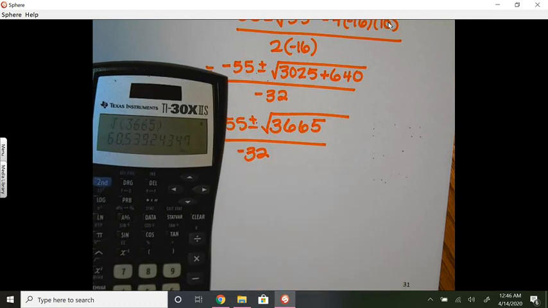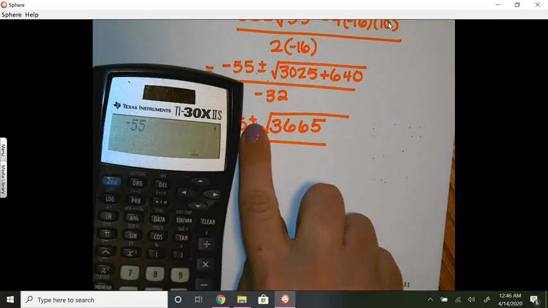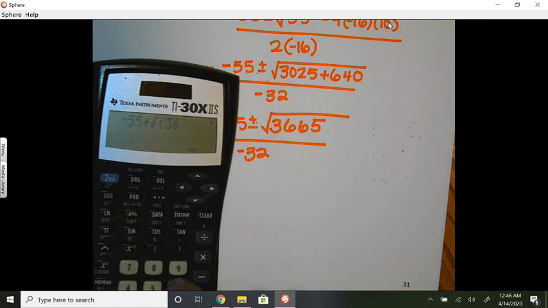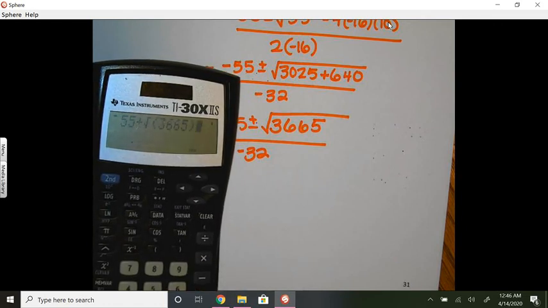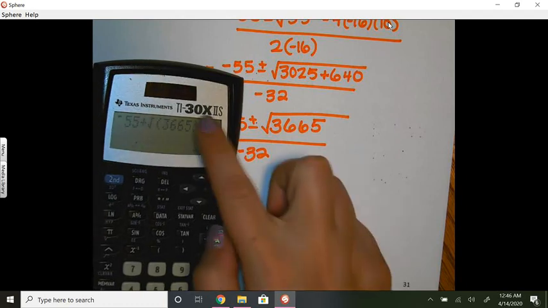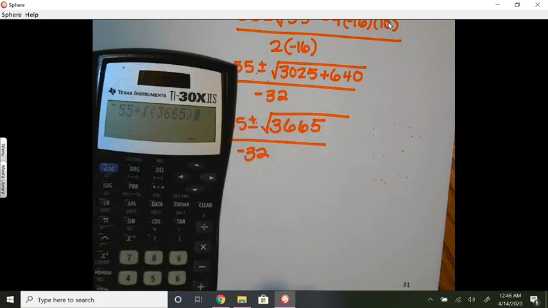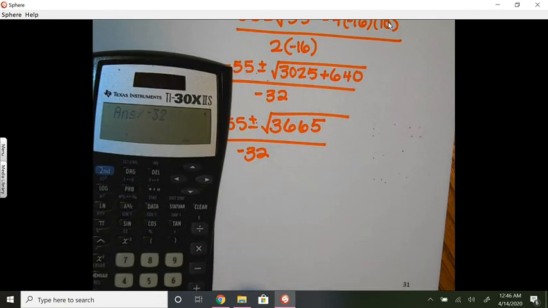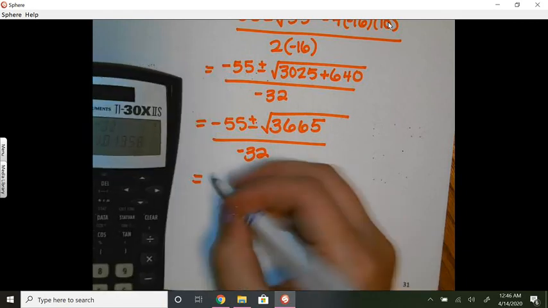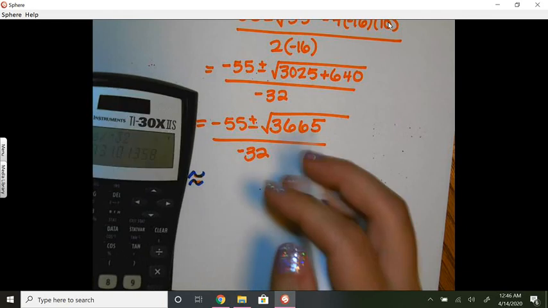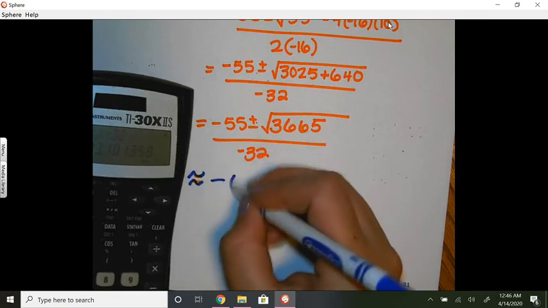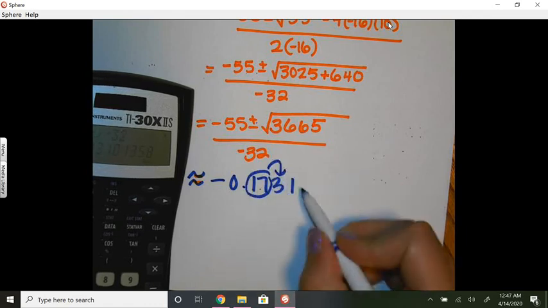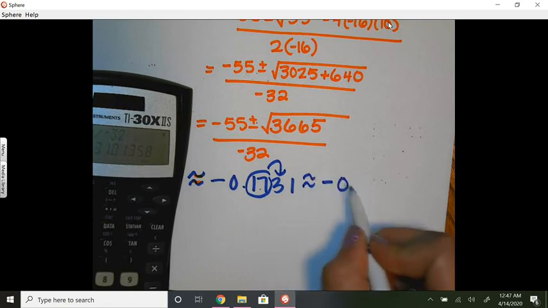We're going to do negative 55 plus the square root of 3,665. Then I'm going to click equal. If you don't click equal, you'll get the wrong answer because you need this whole thing in parentheses since it's all in the numerator. So I'm going to do it in two parts. I'm going to click equal and then divide by negative 32. And if I do it that way, I won't need parentheses. Okay, so we get about, it says round to 2 decimal places. So that means we need 2 numbers, but we need to go to the third. Okay, so it's about negative 0.17.